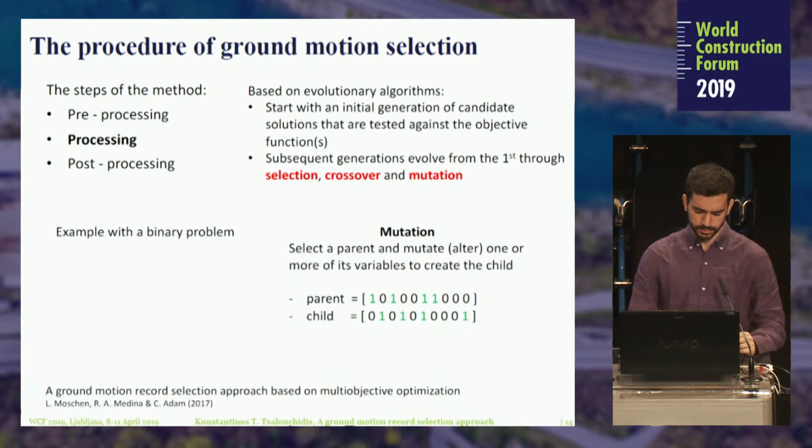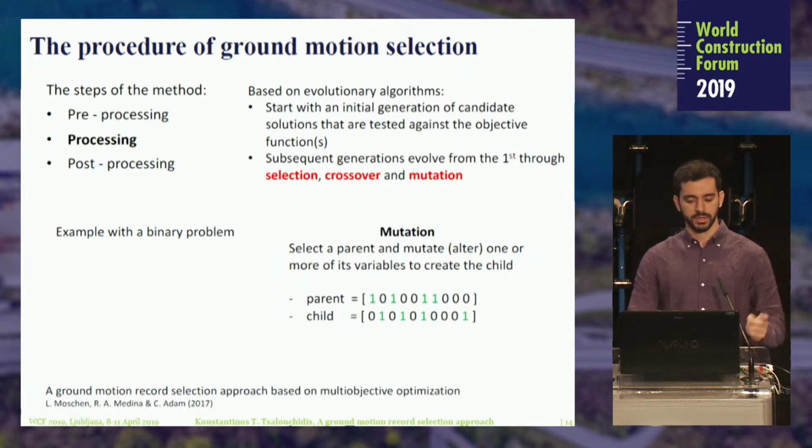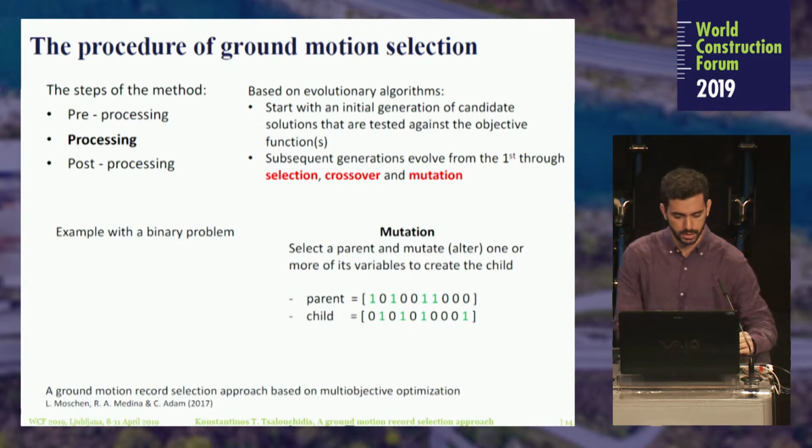And the final procedure is mutation, where we simply select one solution, the parent, and we alter its characteristics, its genes. Let me say that selection and crossover are called convergence processes, while mutation is a divergence process and helps us explore, to make sure that we have the global minimum to our optimization problem.